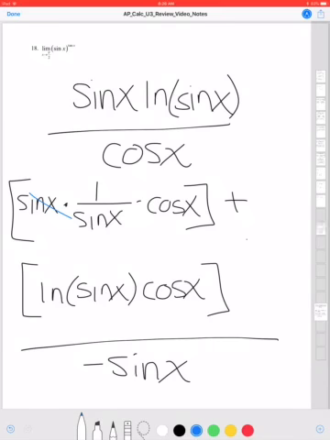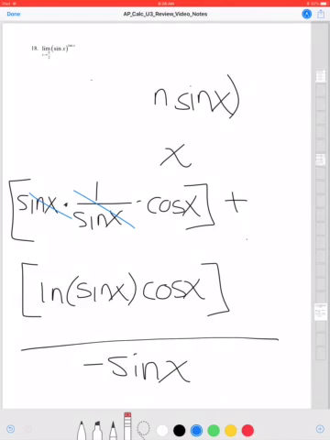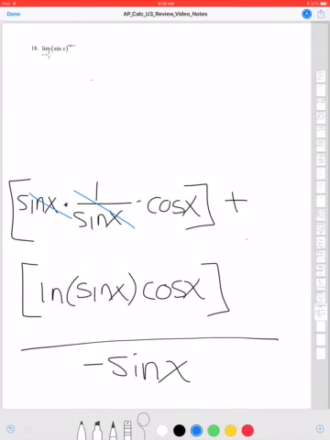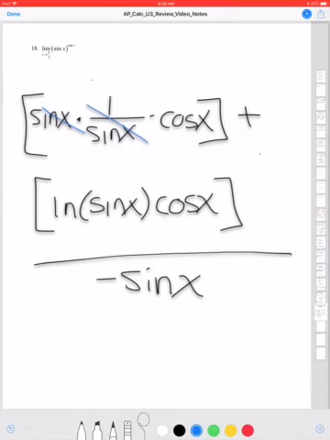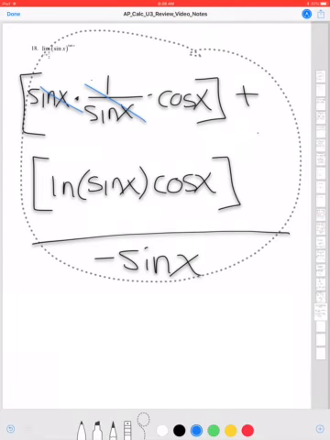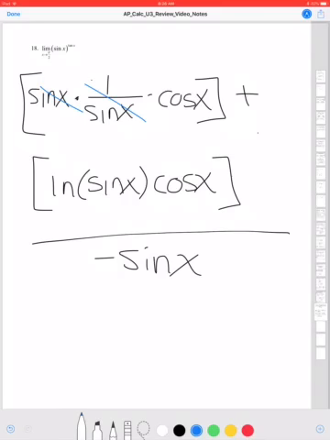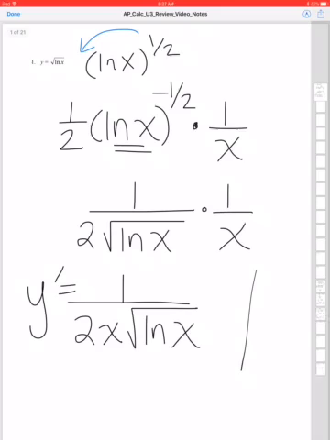Alright, we got some cleaning up to do. I see that sine x times 1 over sine x, that's just going to give me 1. So I've got 1 times cosine, which is just cosine. So looks like this might clean up for us quite nicely. Alright, so we've got top, we've got a cosine x left, plus a natural log sine x.